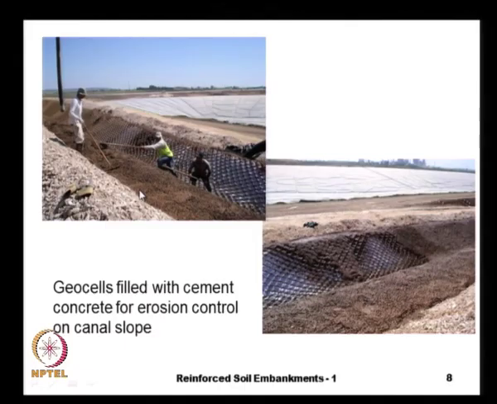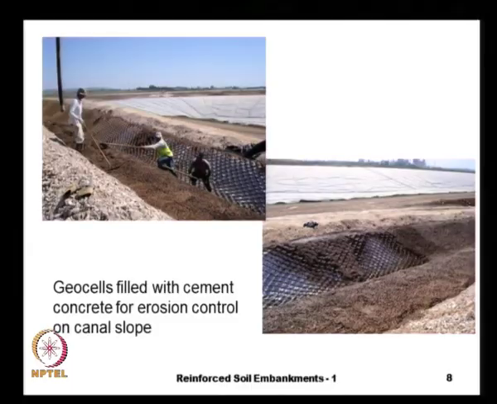And here we see an example of using spray concrete, and sometimes the spray concrete may not stay on the slope surface, especially if the slope is very steep. In such cases, we use the geocells, which are the three-dimensional form of geosynthetics that we have seen earlier. We can spread them and then fill these pockets with cement concrete, so that we provide a good erosion control on the surface. And this particular photograph shows the erosion control within a canal slope.